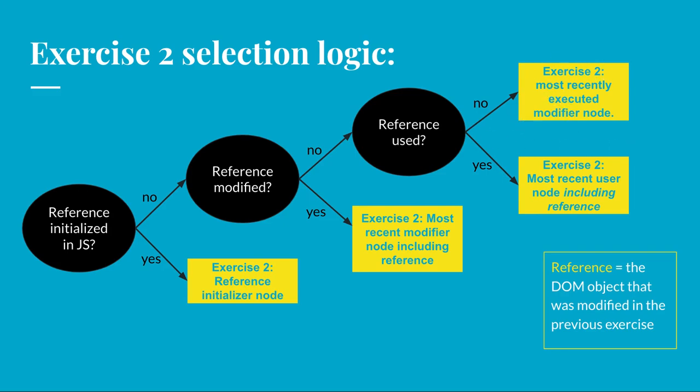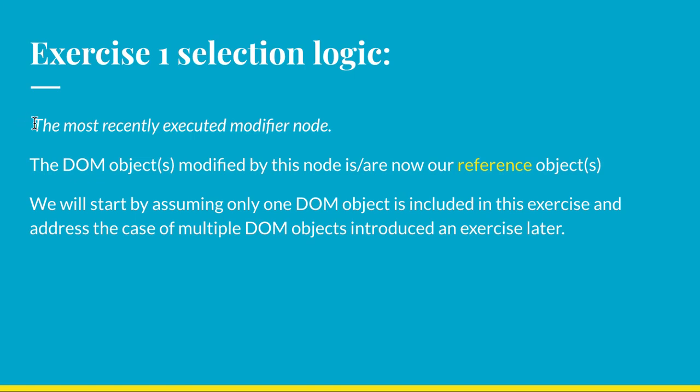So we'll go back basically to the exercise one selection logic. We'll do the most recently executed modifier node that is unvisited, so an exercise has not been done on it yet.